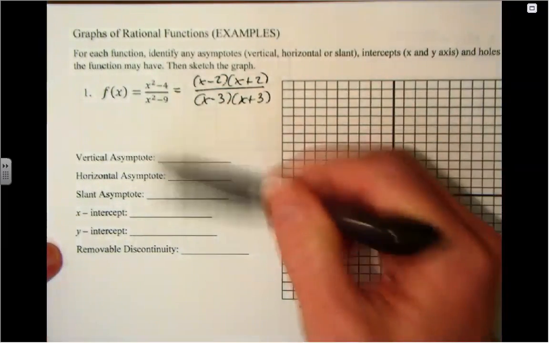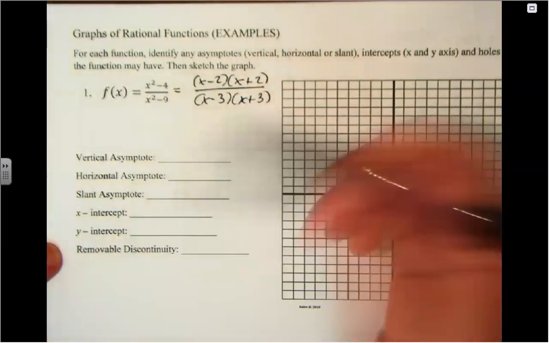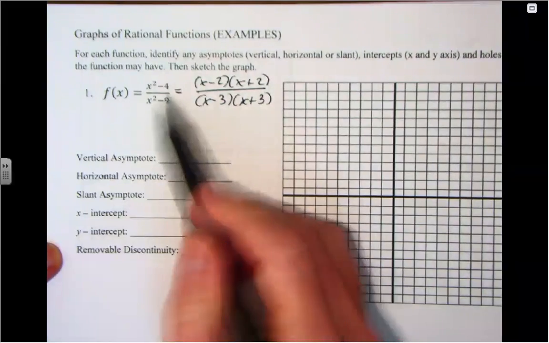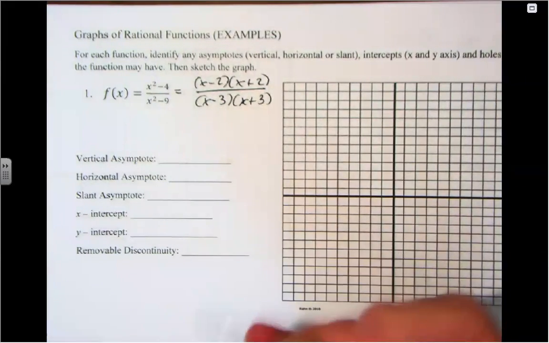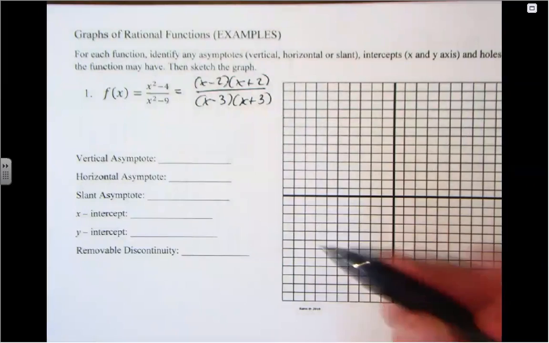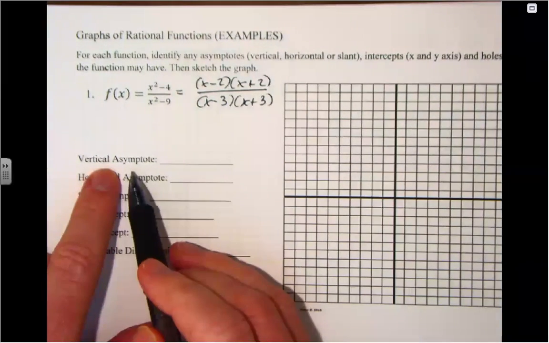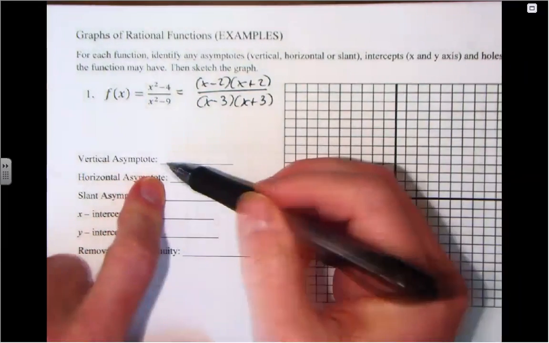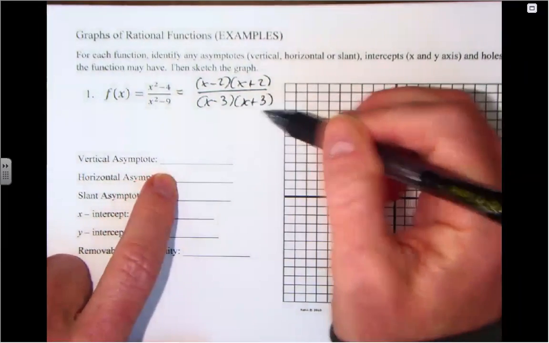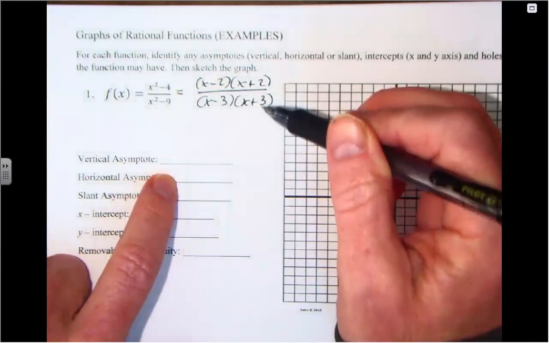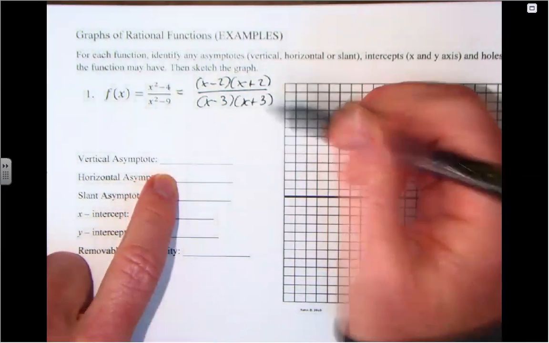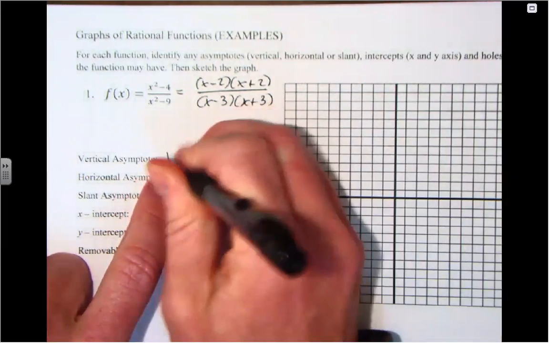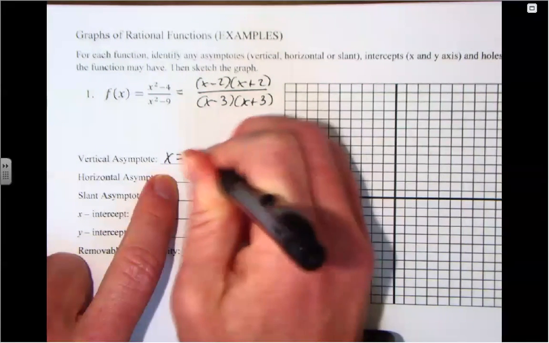Now, most of these are going to use factored form to find these, which we talked about yesterday. A couple of them, particularly the y-intercept, are going to use the initial form. But let's go on. Vertical asymptote: if you remember from yesterday, we find the vertical asymptote by setting anything on the bottom equal to 0 and solving. Since we have two different factors, that tells us we have two asymptotes, at x equals 3 and x equals -3.